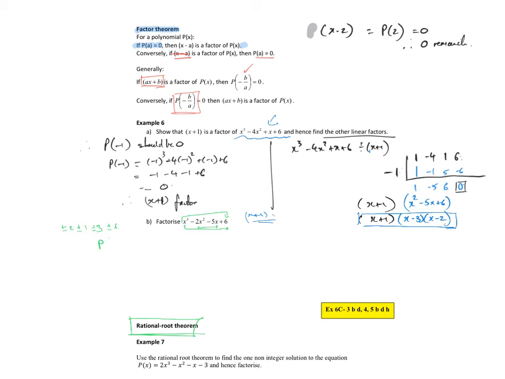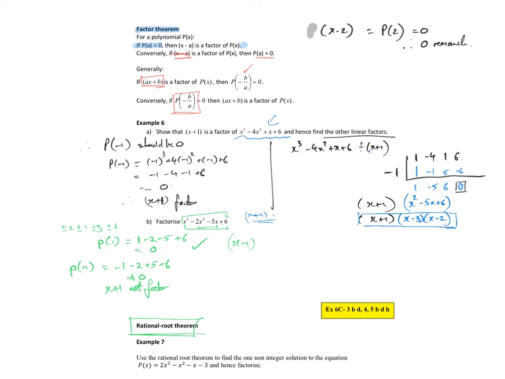So let's try p of 1, and that's equal to 1 minus 2 minus 5 plus 6, which is equal to 0. So I happen to get it guess correct straight away. If I'd have put negative 1 in there, I'd have got negative 1 minus 2 plus 5 plus 6, which does not equal 0. Therefore, x plus 1 is not a factor. Okay, and I would have to try another one. But we've got p of 1 is a solution, so that means I'm going to divide by x minus 1.